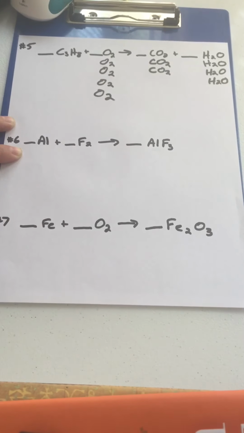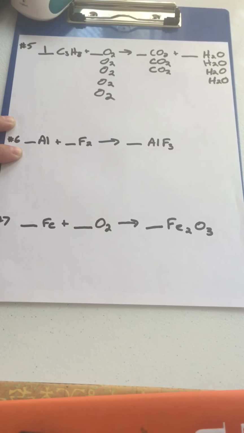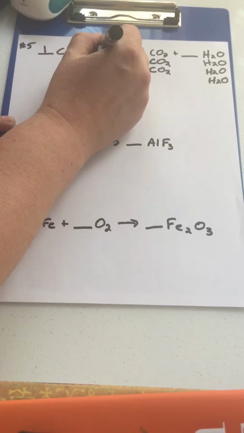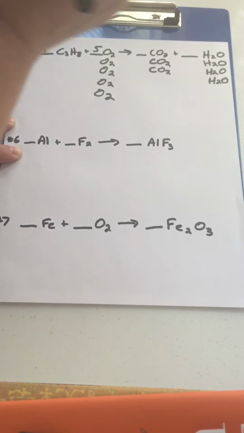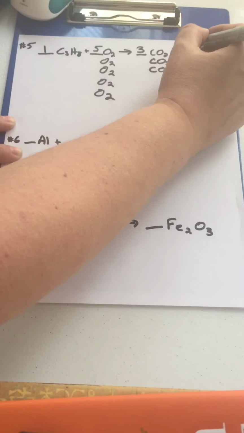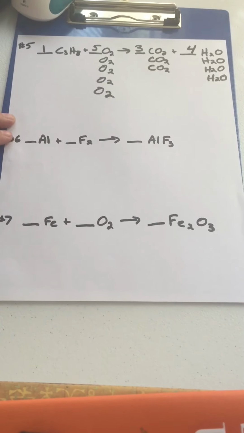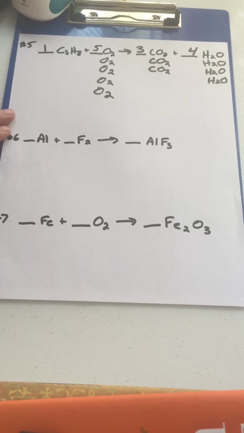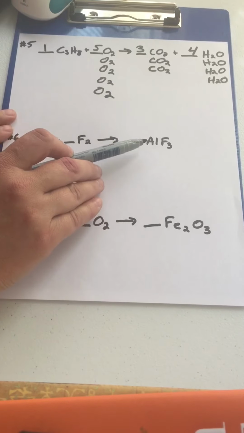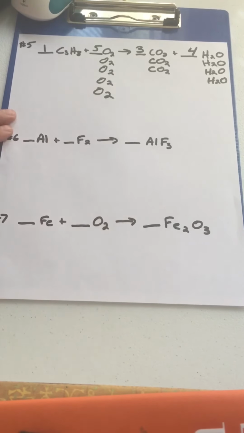So now I'm going to add my coefficients in. I've got 1 C3H8. I've got 5 O2s. I've got 3 CO2s. And I've got 4 H2Os. And now I am balanced. Okay, now I'm going to move on to number 6. I've got an Al on this side, and I've got 1 Al on this side. I've got F2 on this side, but I have F3 on this side.